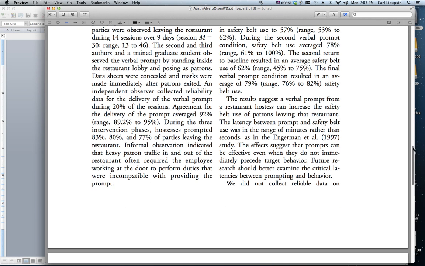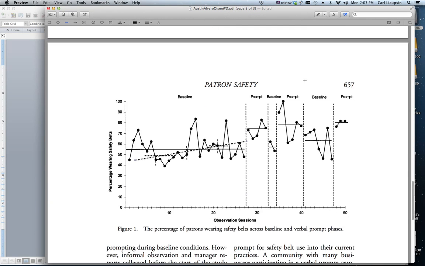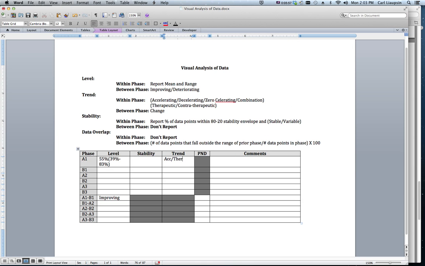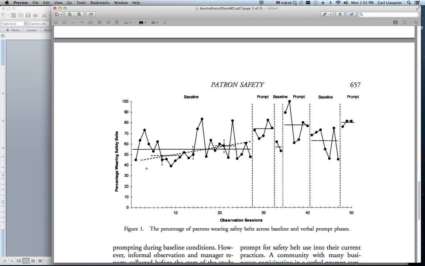So let's take a look back at our graph. And the next thing we're going to do is analyze the stability. So we already have our trend lines up, so we can draw a confidence interval or a stability interval around our trend line. And first we find the mean, which is 55. So that means 10% on either side gives us our 20% confidence interval.